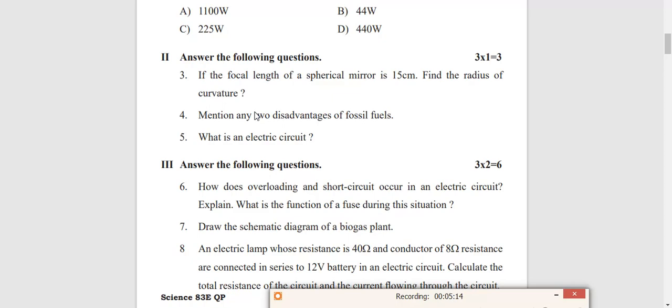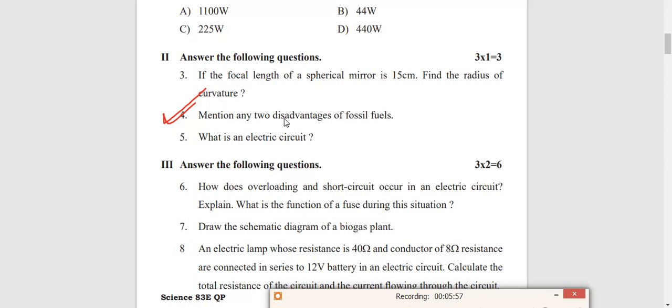Next question, mention any two disadvantages of fossil fuels. So easily we can write two disadvantages of fossil fuels. One of the disadvantages of fossil fuel you can write is that it is a non-renewable source of energy. If we use it now, our future generation will not get those fossil fuels. Next, its consumption. If we use the fossil fuels every day, then what will happen? It will pollute our environment. Fossil fuels like coal create a lot of air pollution. So these are the two disadvantages. First one is it is a non-renewable source of energy, and the second one, you'll write, it creates pollution in the environment. Correct?